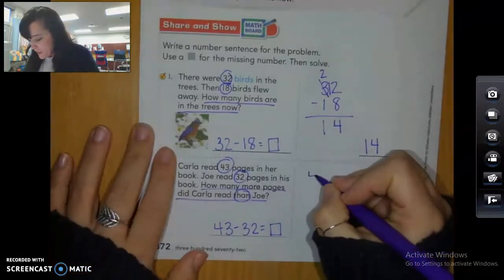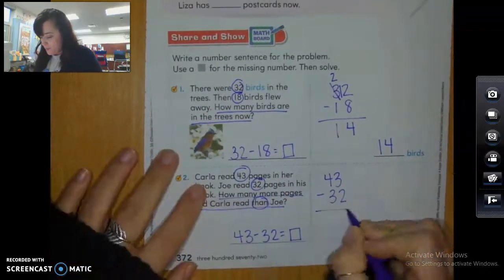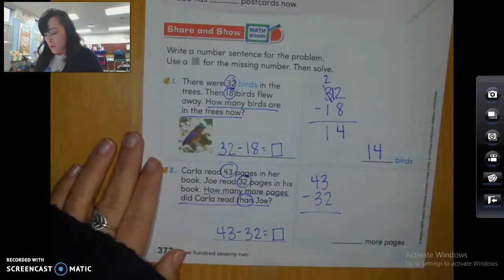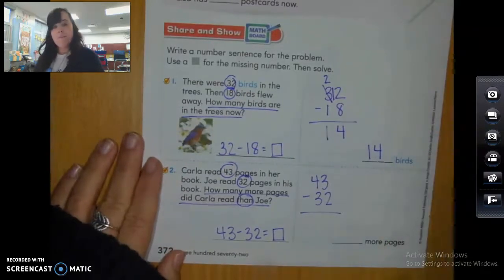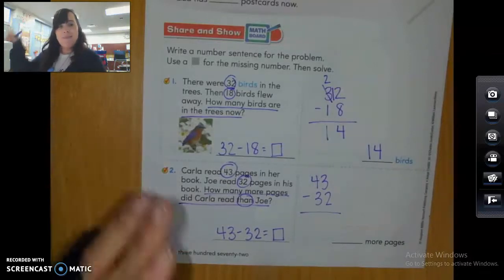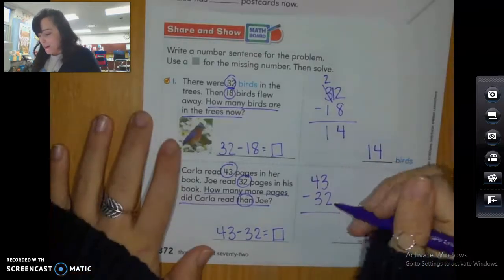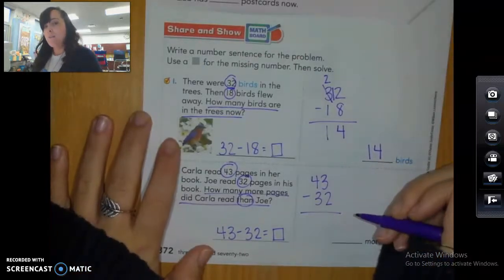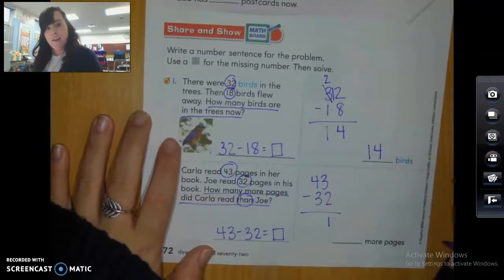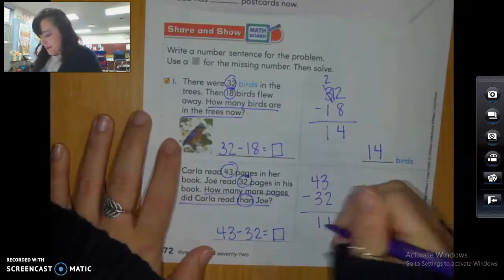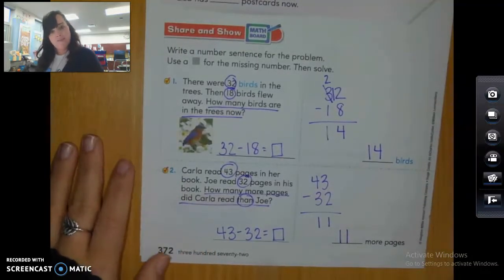So we have 43 minus 32. As always, we're going to start with our ones. We have 3 minus 2. Is there more on the top or more on the floor? More on the top. No need to stop. So we're good to go. We can subtract 3 minus 2, and 3 minus 2 equals 1. 4 minus 3? 1. So our answer is 11. 11 more pages. Okay.